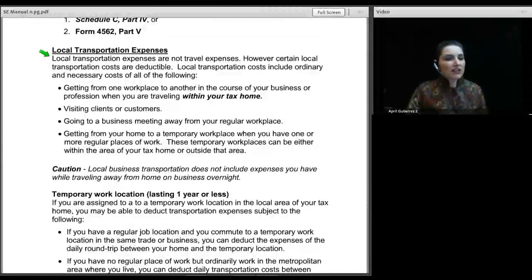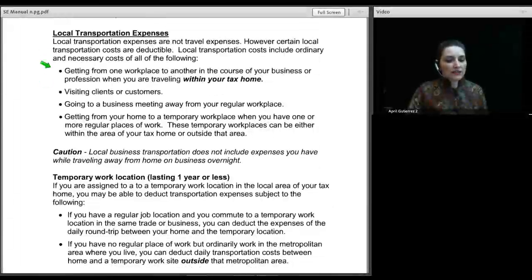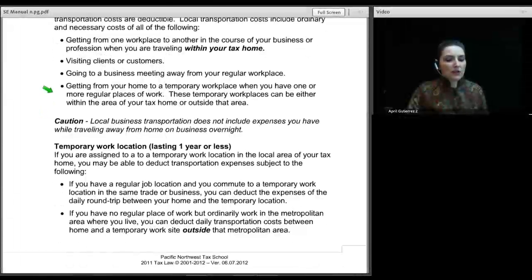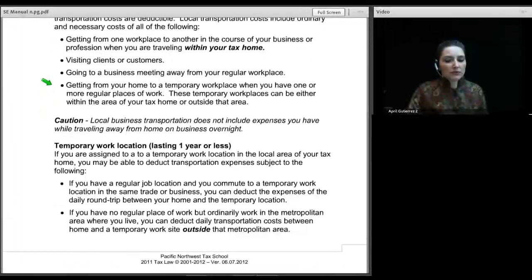They are typically not deductible if they are going to be commute. So the only time local transportation is deductible is when you can show that it is an ordinary and necessary part of operating your business. And we look at those types of ordinary and necessary costs, including getting from one workplace to another in the course of your business or profession when you are traveling within your tax home, when you are visiting clients or customers, when you are going to a business meeting away from your regular workplace, or getting from your home to a temporary workplace when you have one or more regular places of work.